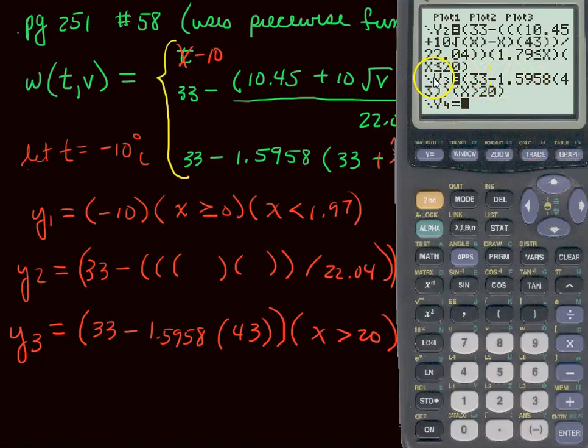So if you're back, this is y3. And it has the function. I used 43 instead of that 33 plus 10. And x greater than 20. Okay. Remember, you get those less thans, greater thans, less than or equal to, greater than or equal to, with second math to get to the test menu.